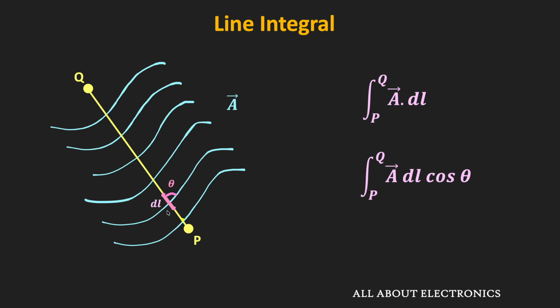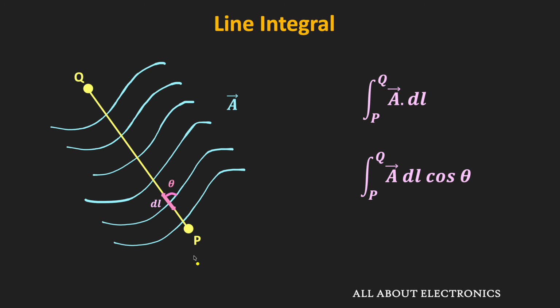And in that case, we can say that the contribution of this A along the path will be minimum. So in this way, when we perform the dot product, we get the contribution of this vector field along the differential length. And if we integrate it over the entire length, we get the overall cumulative effect of the vector field along the path.